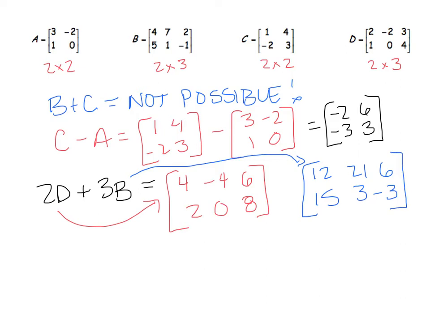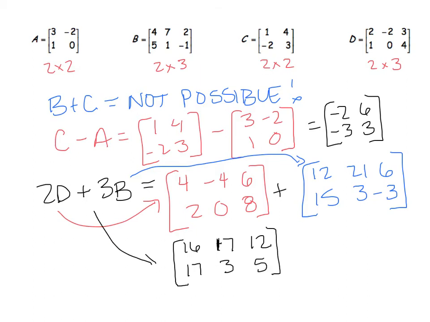Now, you'll note that both of these are the same size, and so this problem is actually possible. We can find the sum of these things by just adding them together. So, corresponding entries get added with corresponding entries, and we have 4 plus 12, 16, negative 4 plus 21, which is 17, and 6 plus 6, which is 12, 2 plus 15, which is 17, 0 plus 3, which is 3, and 8 plus negative 3, which is 5. And that would be our problem, 2D plus 3B.